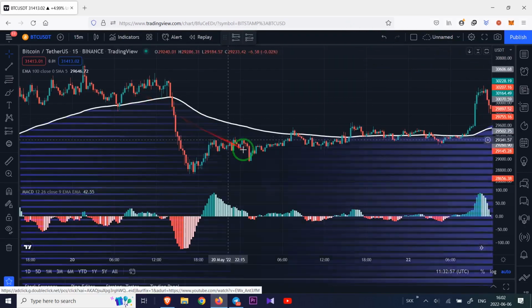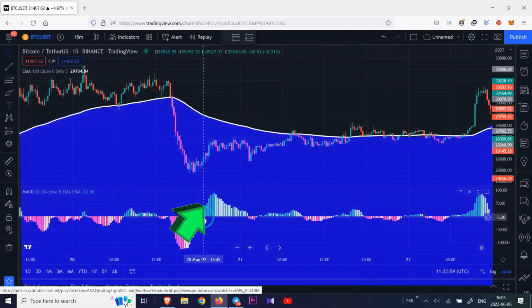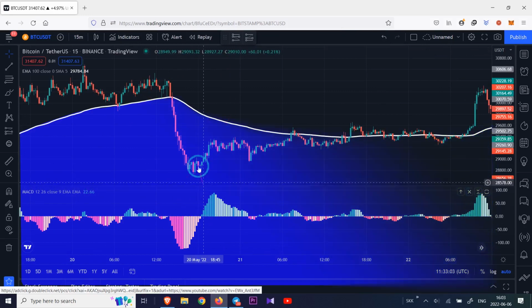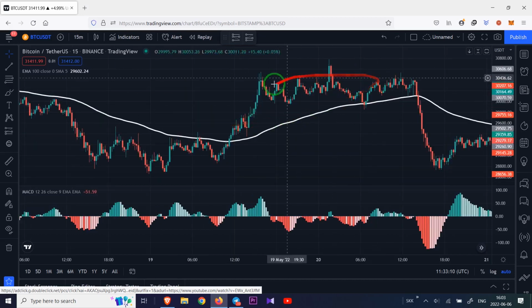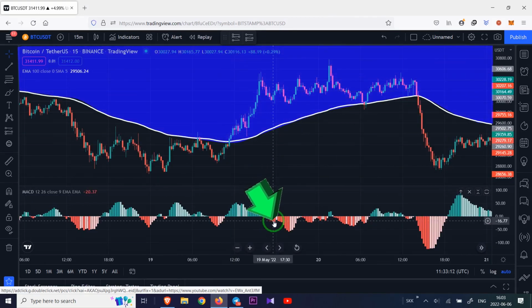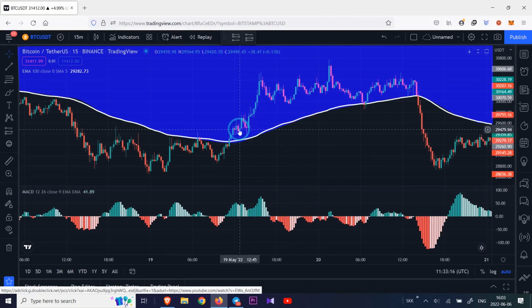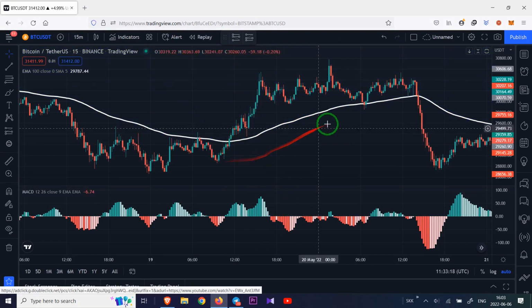When the price is below the moving average, even if the color of the histogram bars changes from red to green, we do not enter the buy position and only look for the sell position. When the price is above the moving average, even if the color of the histogram bars changes from green to red, we do not enter the sell position and only look for the buy position.